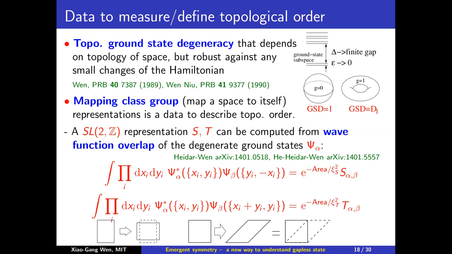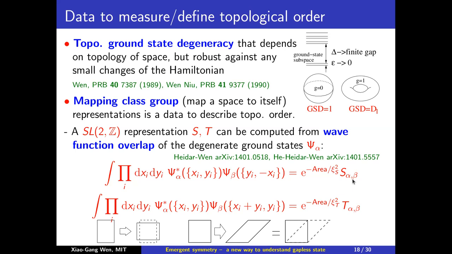Our system doesn't have rotation symmetry, so its overlap is tiny. This overlap is exponentially small, e to the minus area. However, if you remove this exponentially small part and keep just the constant part that does not depend on area, this constant part turns out to be universal, not depending on the detailed wave function. And this is called the S matrix.